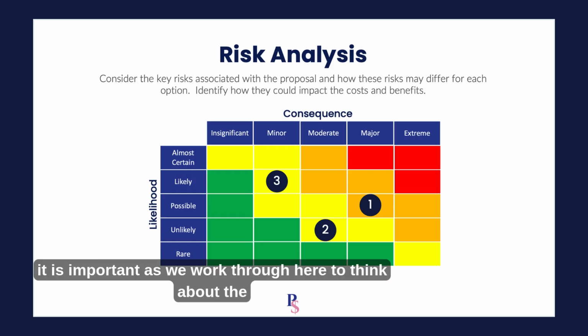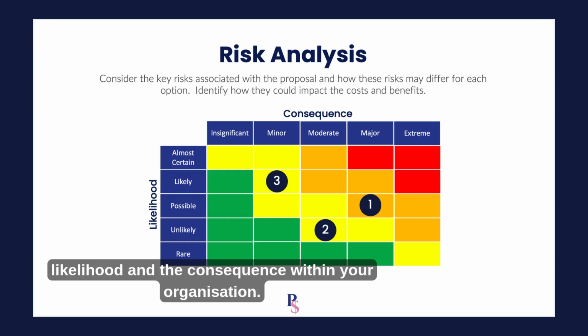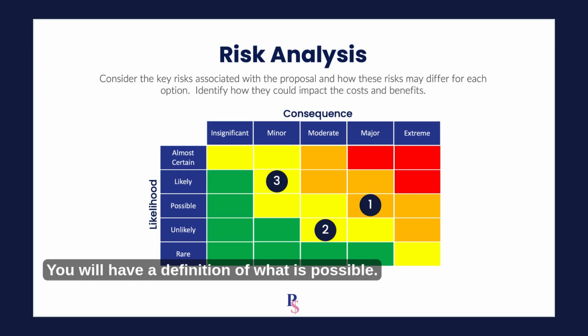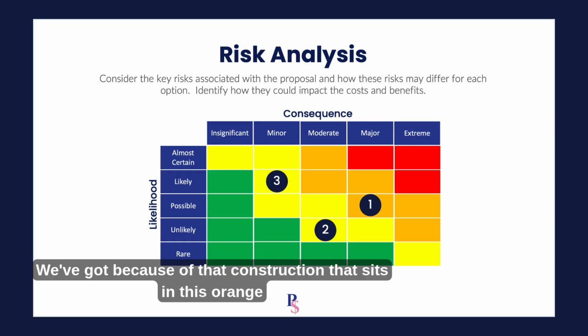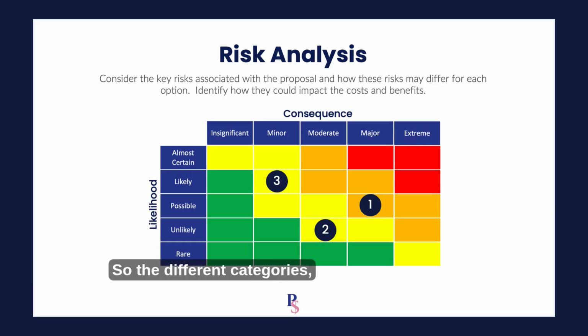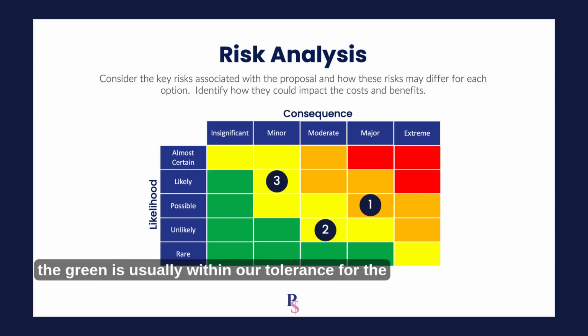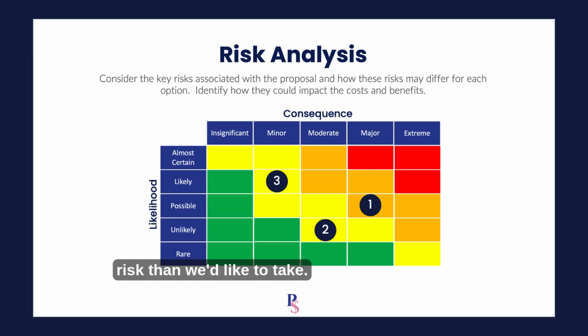Now, it is important as we work through here to think about the likelihood and the consequence within your organisation. You will have a definition of what is possible. Is that a 30 to 50% chance of it happening? What is major? Major might be something that causes pretty severe harm to the organisation. It's usually a very significant risk. Here we say it's possible and it's major, and because of that conjunction, it sits in this orange category. So the different categories: the green is usually within our tolerance for the organisation. The yellow is a little bit more risk than we'd like to take.